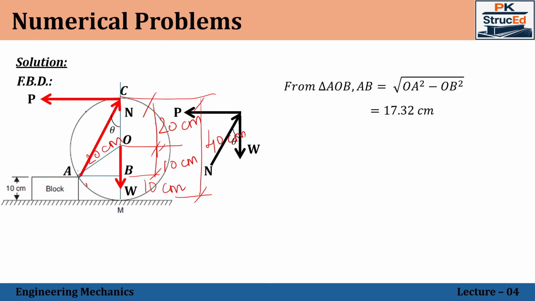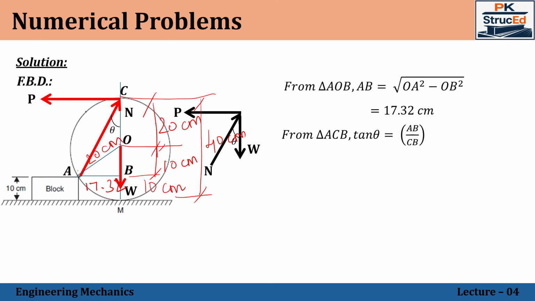So this distance is known, that is 17.32. Once this distance is known, considering this triangle, because I need to calculate this angle theta. In this triangle, this side AB is known, and we already calculated the value BC, which is the total diameter 40 minus the height of the block, 10 centimeter, which comes to 30 centimeter. So now two sides of this triangle are known, from which theta can be calculated.